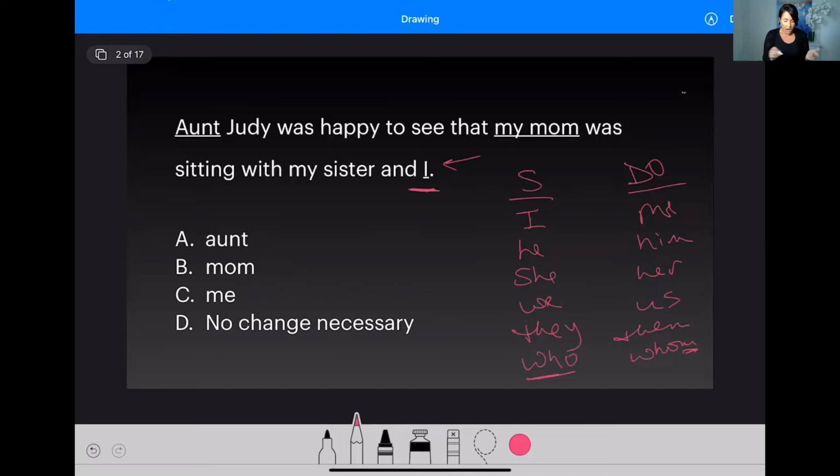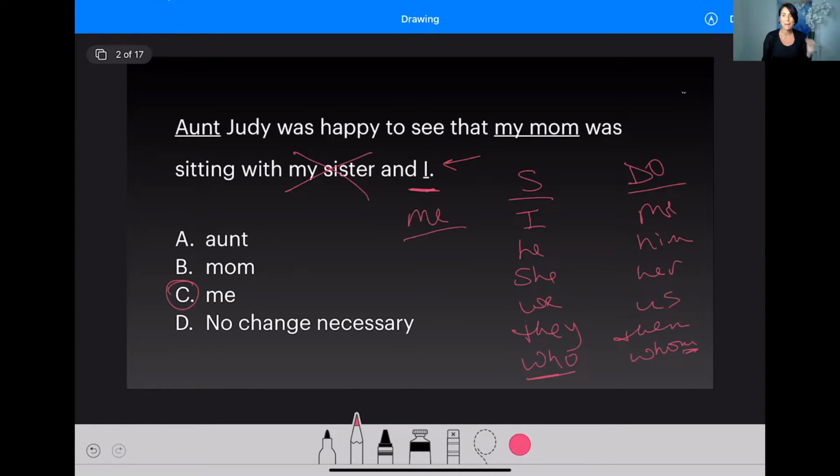So I have, Aunt Judy was happy to see that my mom was sitting next to my sister and me. And a lot of you have put me. And here's what you do to figure this out. Take out the other person. Would you say my mom was sitting with my sister, or would you say my mom was sitting with I? Or would you say my mom was sitting with me? You would say my mom was sitting with me. So always take out that other person.